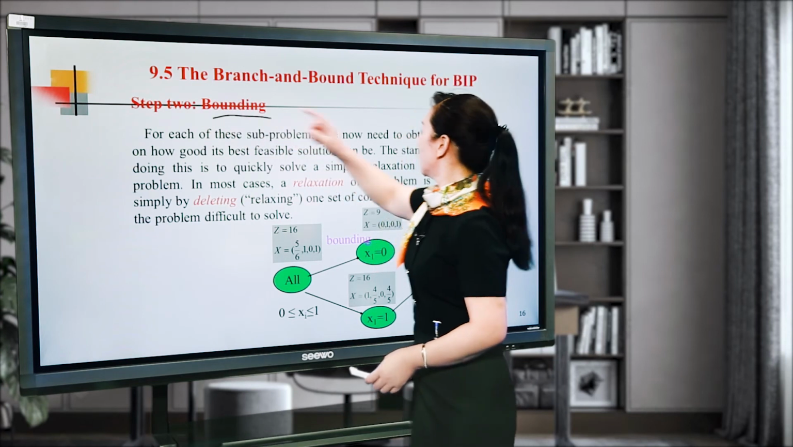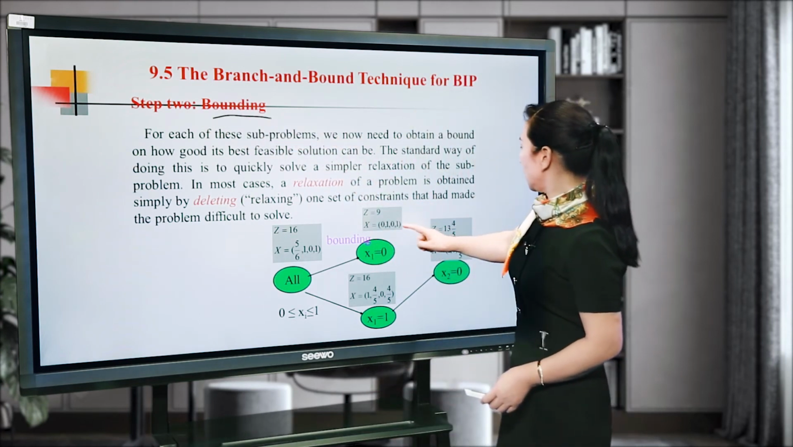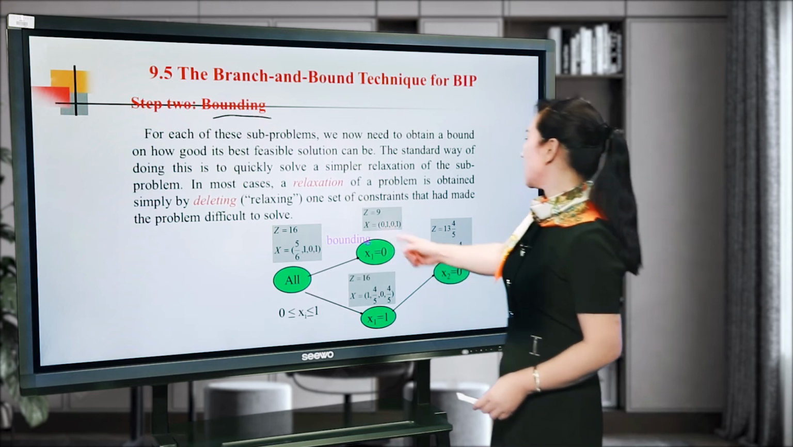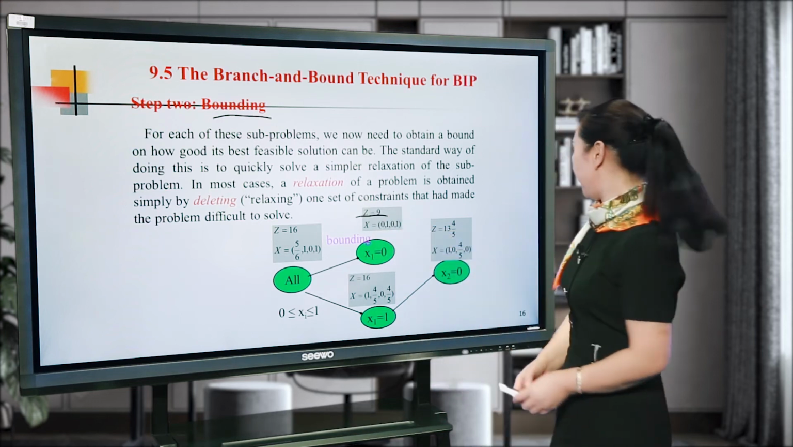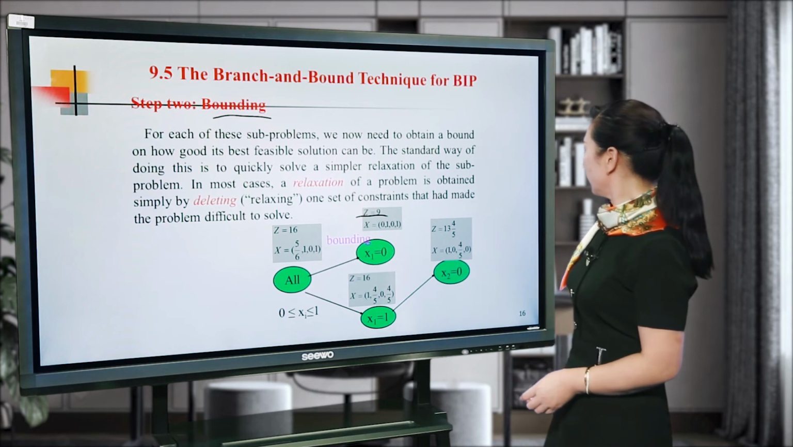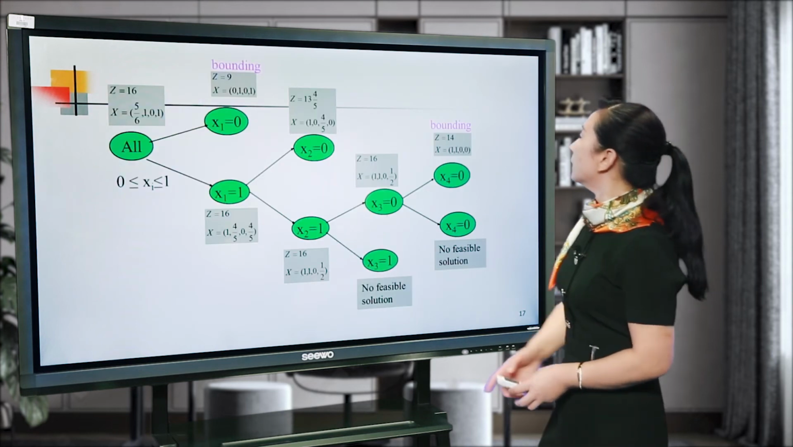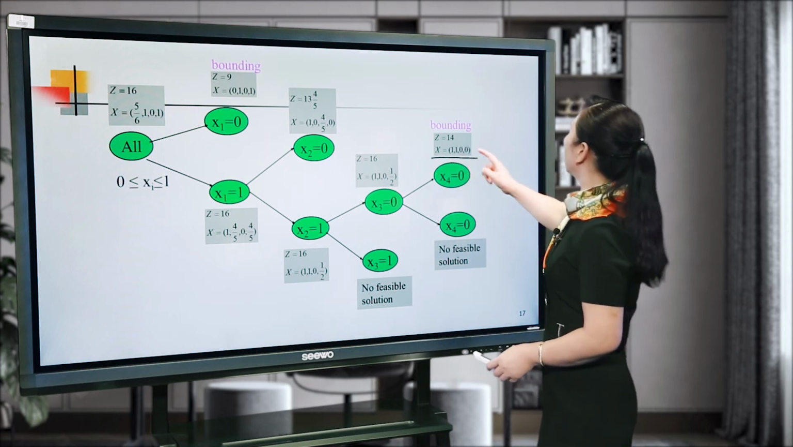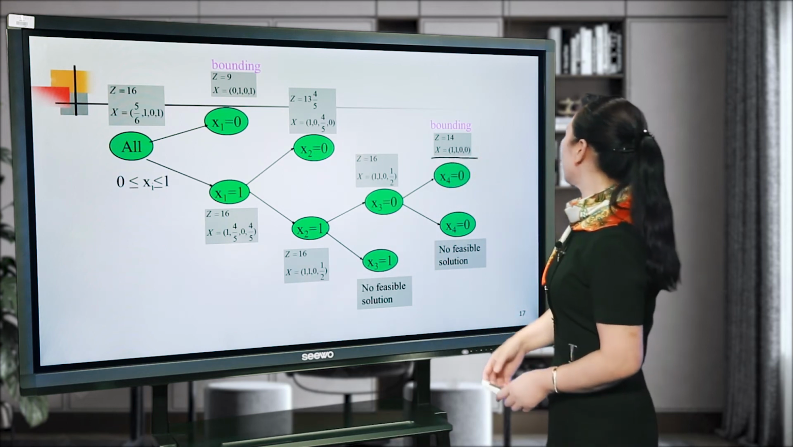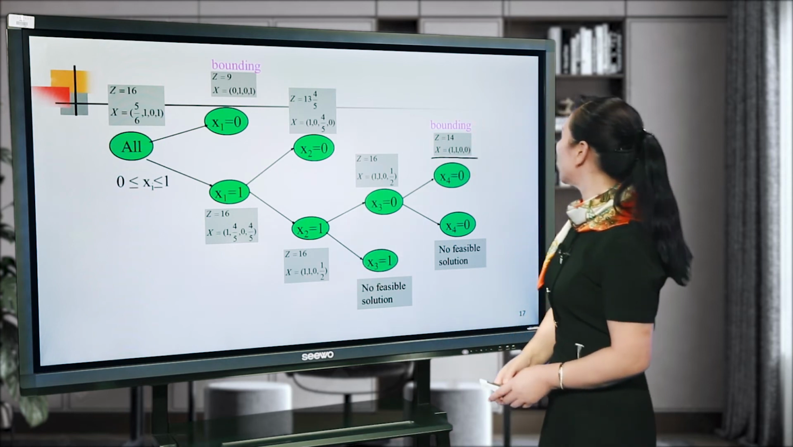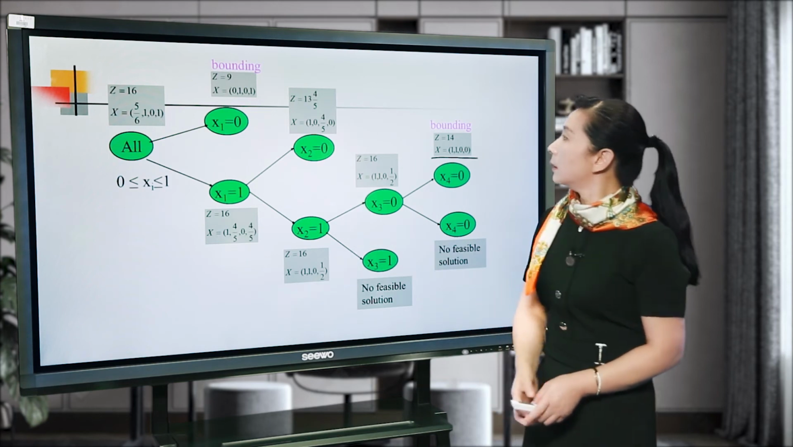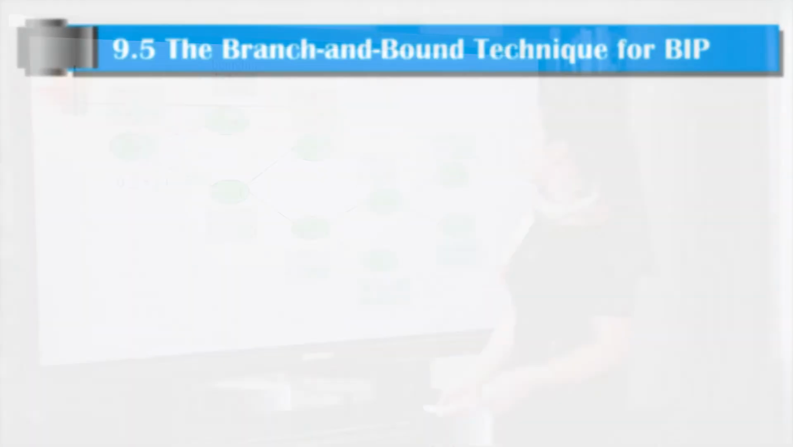Bounding. And we get a binary solution. We can bound. Objective is 9. And if you get another binary solution, you can bound too. Bounding and discard this branch.